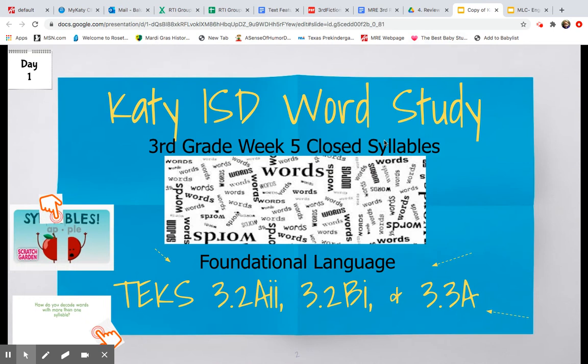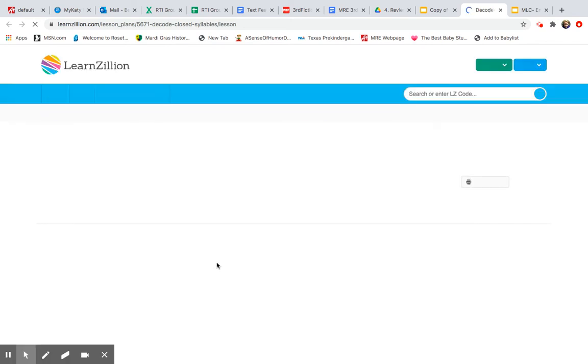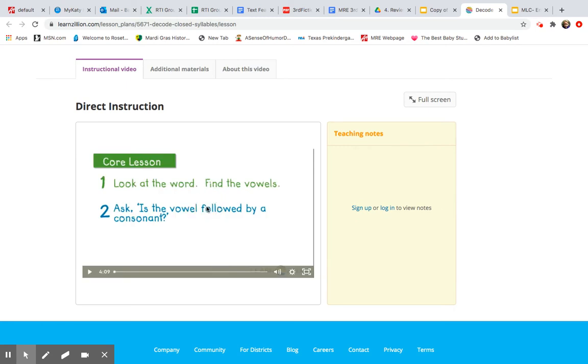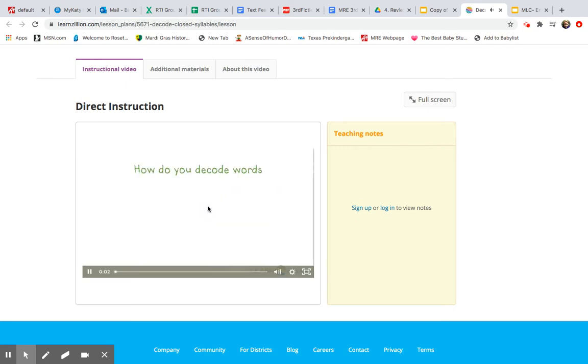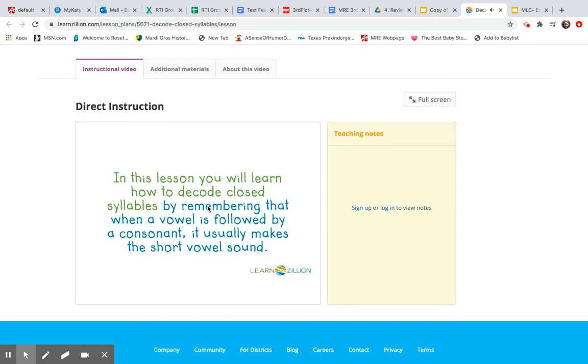All right, so that was about syllables and the different kinds of syllables. How do you decode words with more than one syllable? For example, look at these words. In this lesson, you'll learn how to decode closed syllables by remembering that when a vowel is followed by a consonant, it usually makes the short vowel sound.